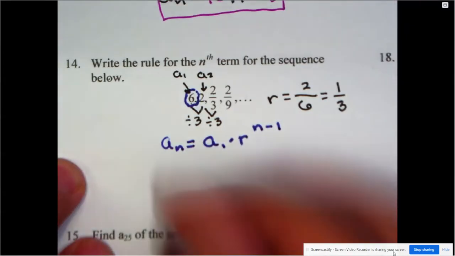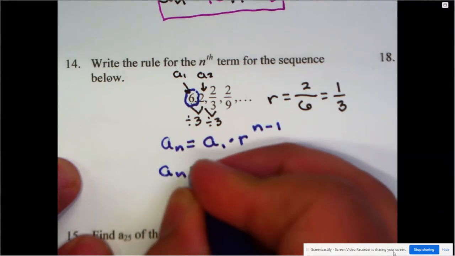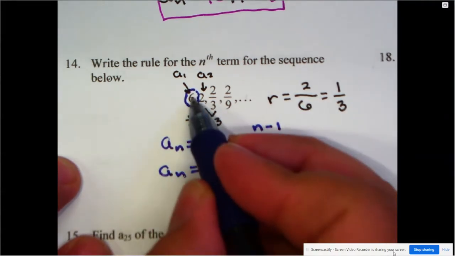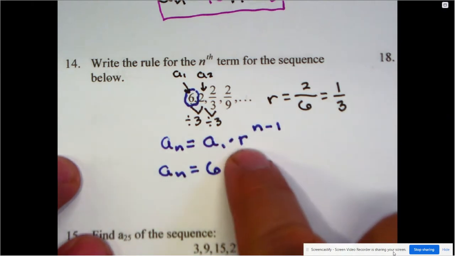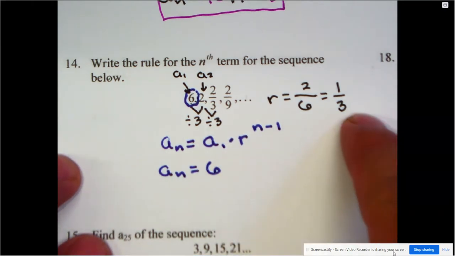So here we go. This has an n. I have to leave it alone. A sub 1, well, that's the 6 right there. That was the first term. So 6, I already know what r is. We just found it here.